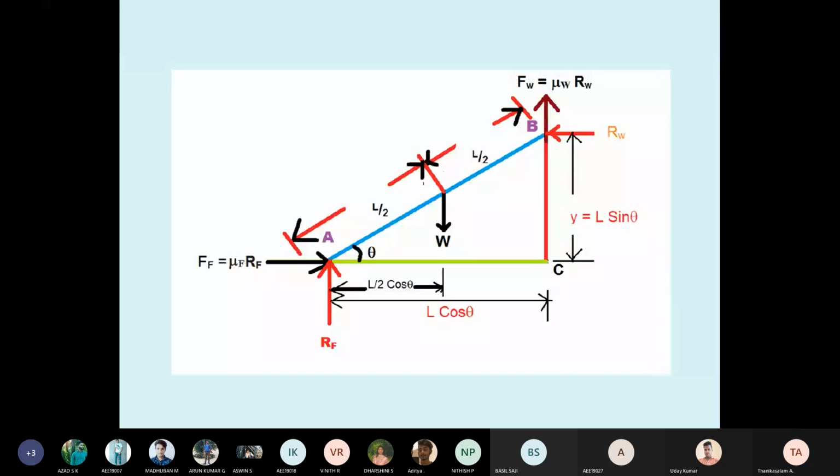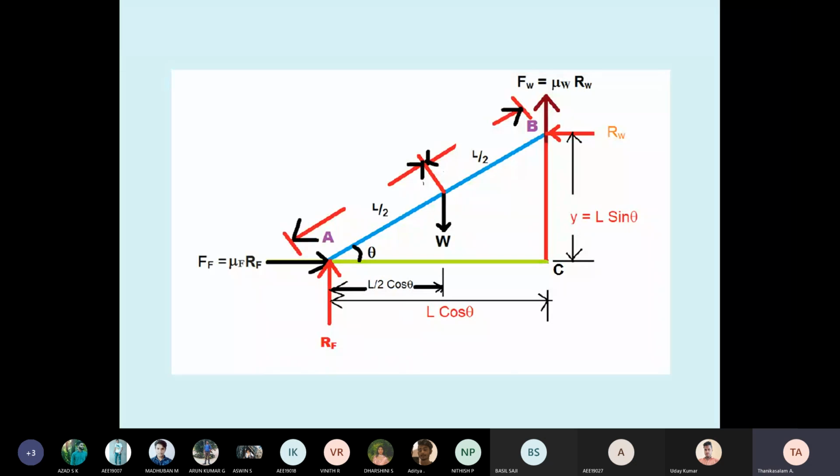Now see here. At A, FF. Whenever you think of friction, F equals mu into R. Therefore, FF equals mu F into RF, and FW equals mu W into RW. Then the weight is acting downward at the middle of the ladder, L by 2, L by 2 distance. In the inclined position, you can take theta or alpha. Then you have to calculate the distance AC and the distance CB.